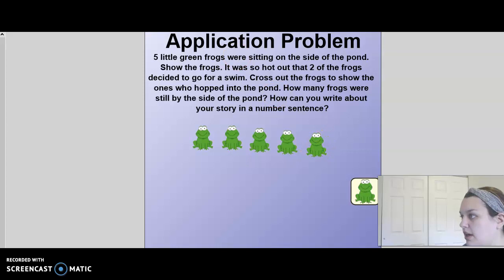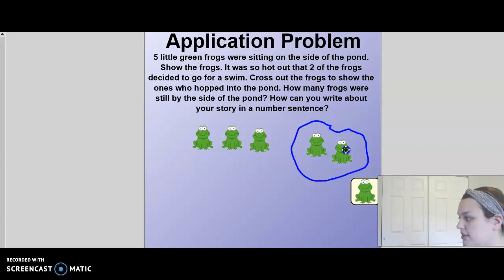So I'm going to draw a little swimming pool over here. Okay, don't mind my drawing. And we're going to put 2 frogs in there, right, because they left. 2 frogs decided to go for a swim. Okay, now you could also cross them out to show, but I like to make really detailed pictures to help me understand subtraction to start with, and then when I get the concept a little bit, I start crossing them out to make my subtraction go a little quicker.